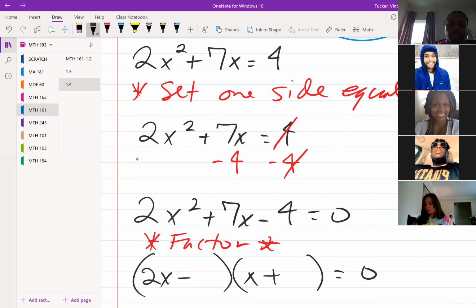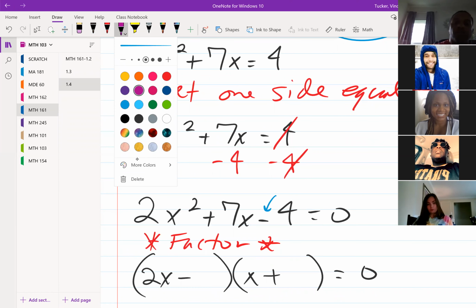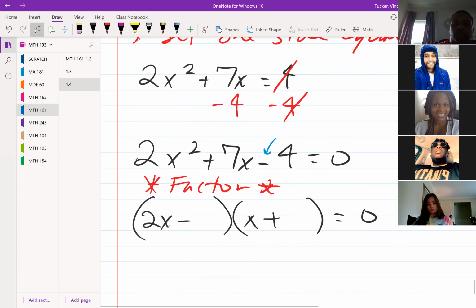Yep. So our sign is going to be plus or minus. You know that by this back sign. That back sign, if it's subtraction, means your signs should be different. The only factors that I have for 2 are 1 and 2. So that's why I have 1x and 2x.